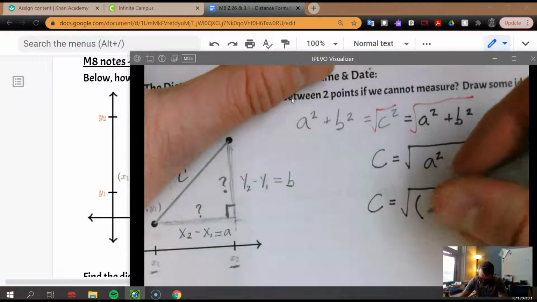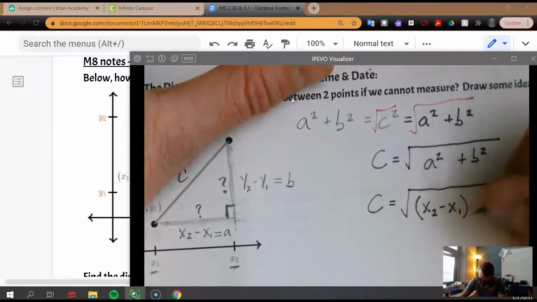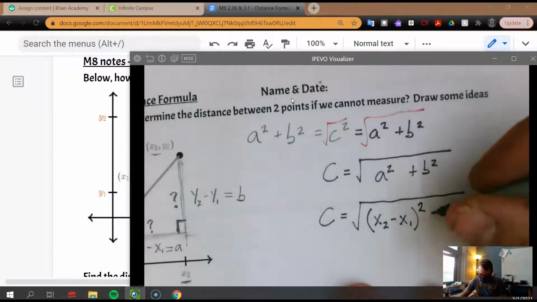Yep. So I don't care if you start with x's or start with y's, and neither does anybody. No math teacher should really ever care if you do the x's first or the y's first, because then we add, and we know with addition, order doesn't matter.